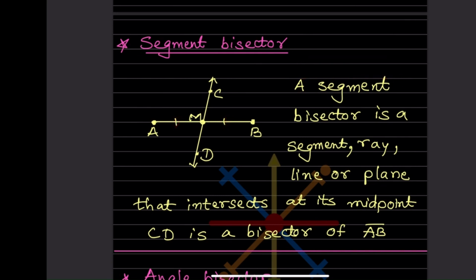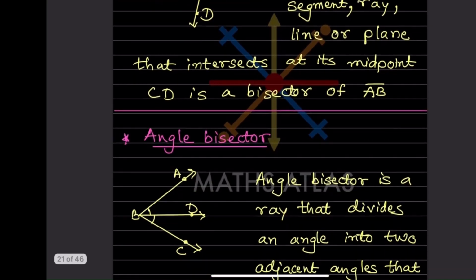A segment bisector is a segment, ray, line or plane that intersects at its midpoint, and CD is the bisector of AB. This will be extended here. When we write AB and put a bar over that, that means it says the segment, that is a fixed measurement. So now you can see from here to here, this will be the midpoint of it, and from here to here, this point is going to be the midpoint of it.